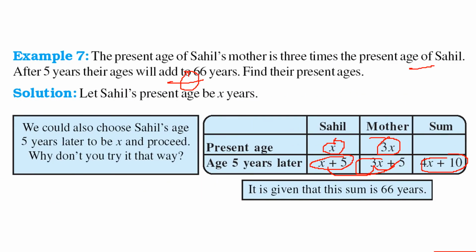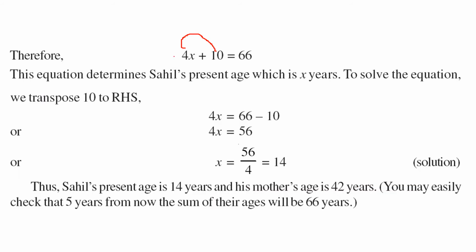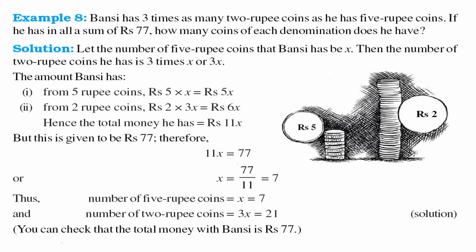We have added the age of 5 after 5 years of Sahil, that is x plus 5, to 3x, that is the mother's age, with 5. We added these two, we get 4x plus 10, which is equivalent to 66. So we equated it to 66. When we send the 10 to the right hand side, it is 56. When we divide both sides by 4, we get x equal to 14. So if Sahil is 14, mother is 14 into 3, and that is 42. So this adds to 66 also.